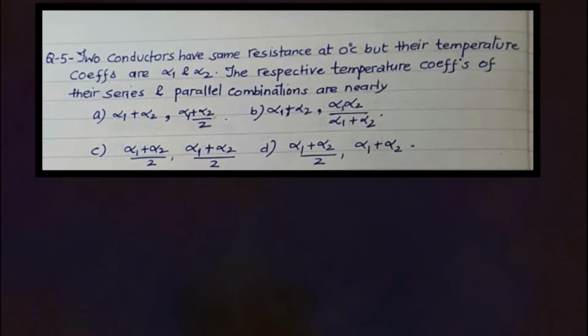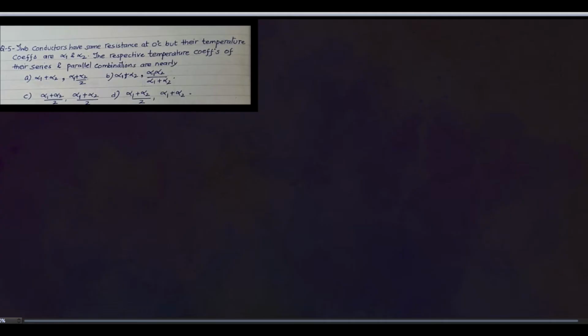We need to find the equivalent temperature coefficient in series connection and parallel connection. First we are considering a series connection. I am considering the resistance is R0 because it is the resistance at temperature 0, and the second is also R0. Finding the effective resistance, R equivalent equals R0 plus R0, which is 2R0, at 0 degree Celsius.